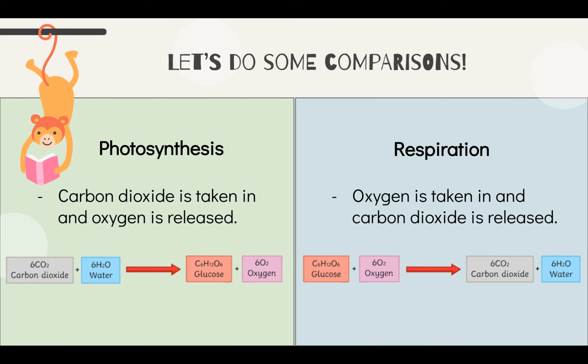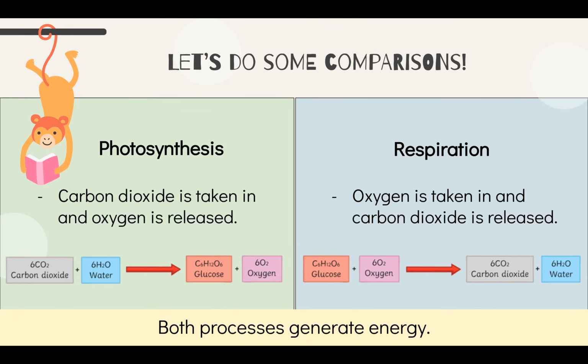Next, carbon dioxide is taken in and oxygen is released during photosynthesis, while oxygen is taken in and carbon dioxide is released during respiration. Let us take a look at the two equations of the different processes. During photosynthesis, carbon dioxide combines with water to produce glucose and oxygen. Respiration is an opposite reaction, where glucose combines with oxygen to produce carbon dioxide and water. The similarity between these two processes is that both generate energy for living things.